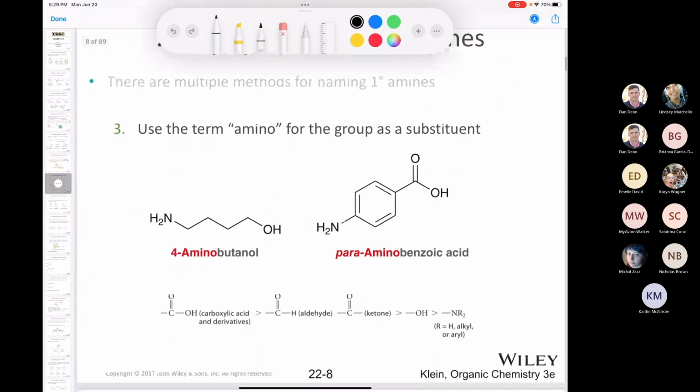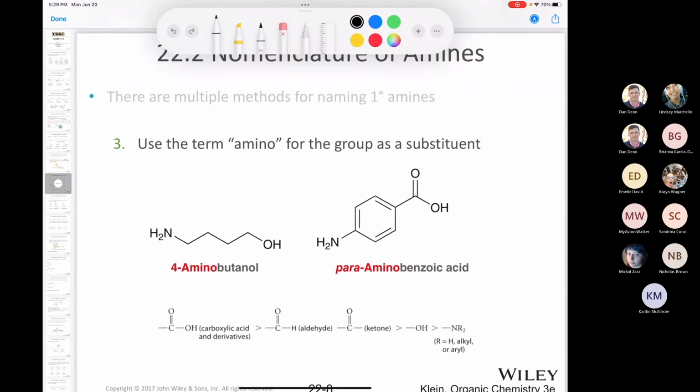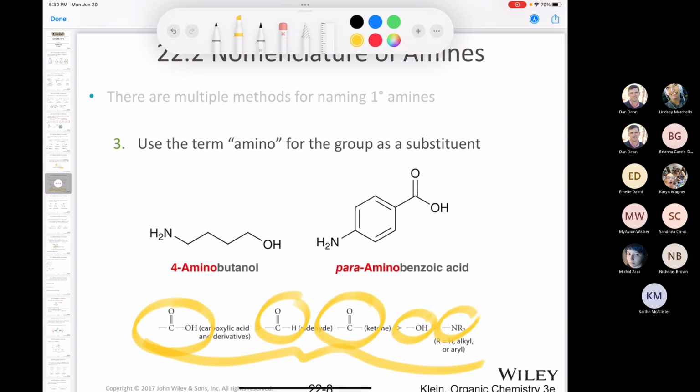So let's see, what else? If we have an amine as a substituent, if you have any other functional group in your compound that has oxygen in it, it's always going to take precedence over something with a nitrogen. I put just a smattering of the order of precedence of the functional groups here. You see everything with an oxygen comes before the amine.